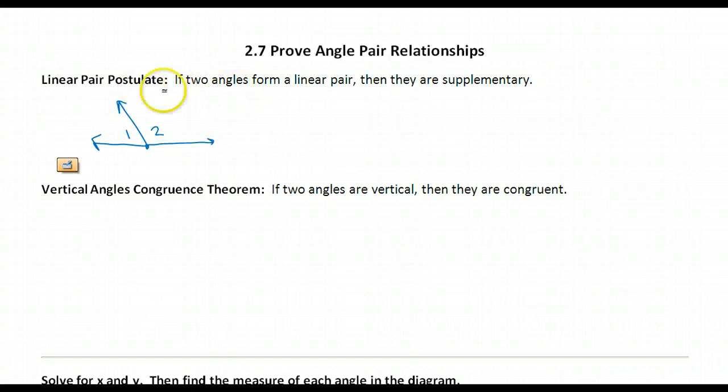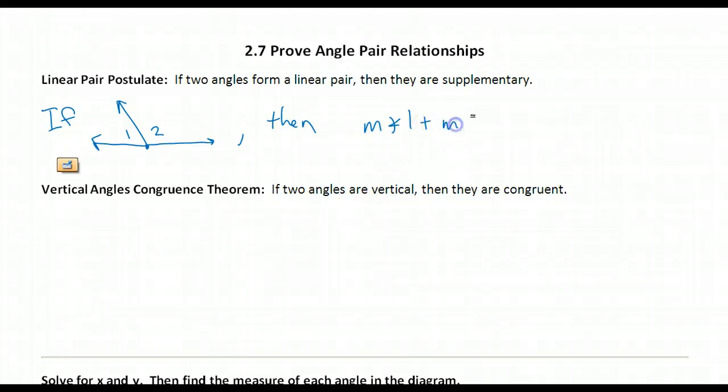Well, the linear pair postulate says if I have a linear pair, if I have two angles that form a linear pair, then I can conclude that those two angles are supplementary. Then the measure of angle 1 plus the measure of angle 2 equals 180 degrees. The linear pair postulate allows us to go from a picture, two angles being a linear pair, to an equation, those two angles summing to 180 degrees.